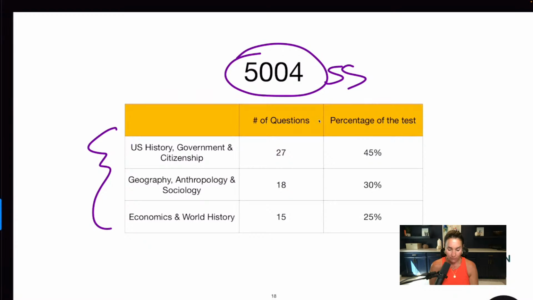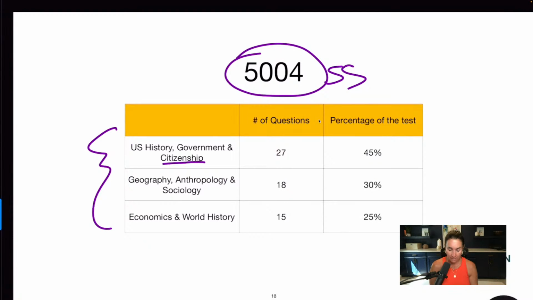First, we're going to have U.S. history, government, and citizenship. This is all about European exploration to the Americas, indigenous people, what happened and what Europeans did to them, slavery, the colonies, the American Revolution, the Stamp Act, the Tea Act, the Articles of Confederation, the Declaration of Independence, the Constitution, the amendments, 3 branches of government.